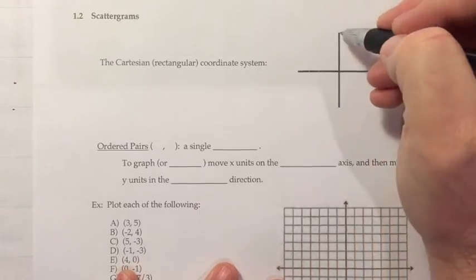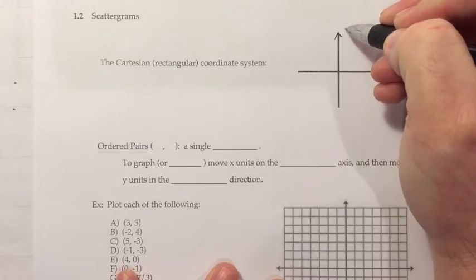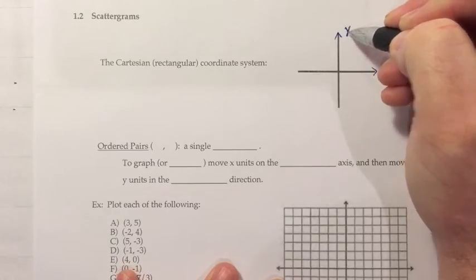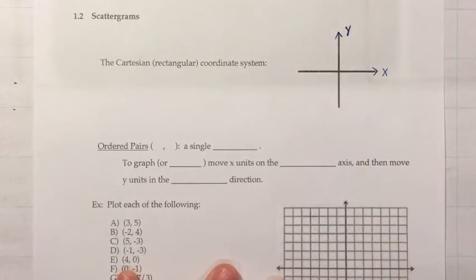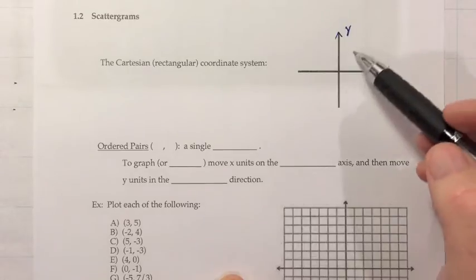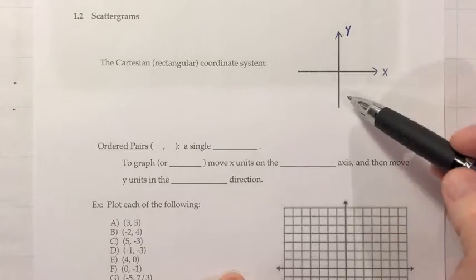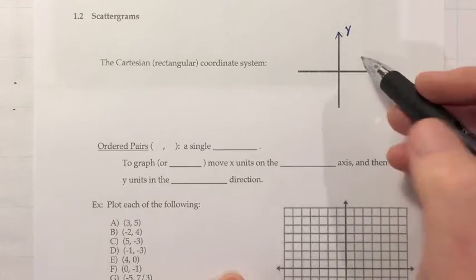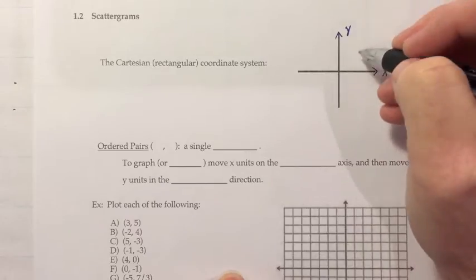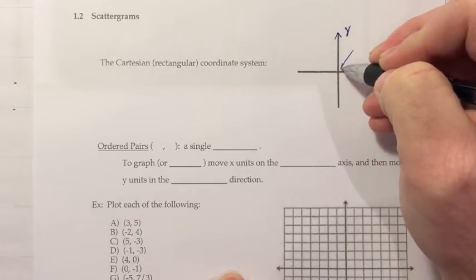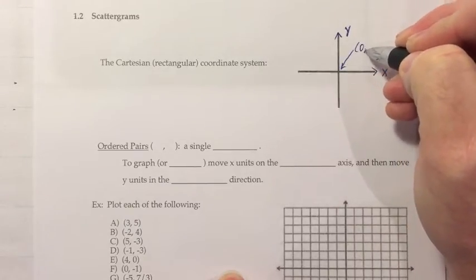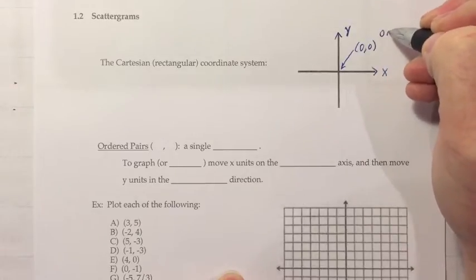The vertical one we refer to as the y-axis, though this can change in different applications. We'll use different variables, but in general we think of the horizontal as the x-axis and the vertical as the y-axis. For the y-axis, the upward direction is positive and the downward direction is negative. I mentioned that the zeros are overlapping right here. We call that point the origin, and it's the ordered pair 0, 0.